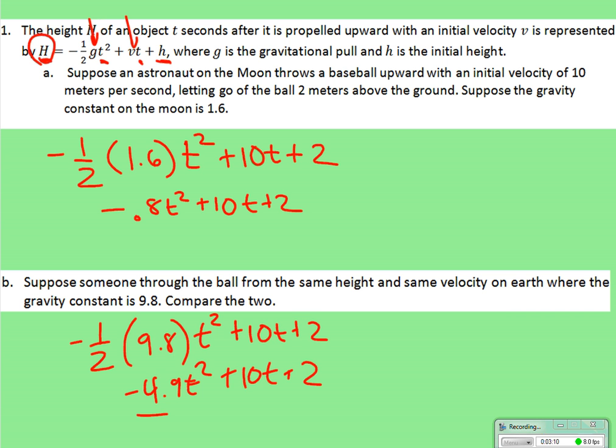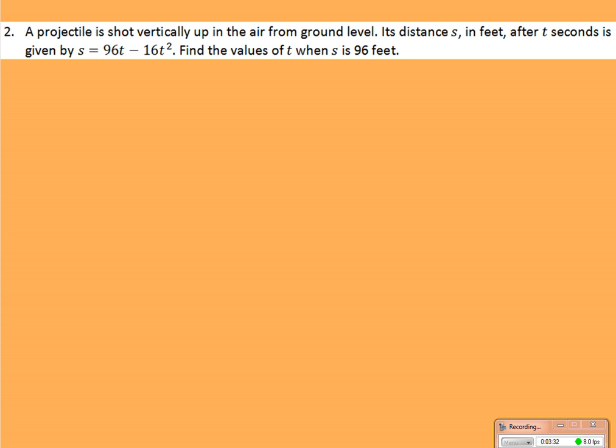All right. So that is gravity. That's the middle one, 10t. That's how hard you throw the ball, and 2 is where you release it. So the big idea here is looking at these two. Where's the ball going to go farther and longer, on the moon or on Earth? Well, the answer is going to be the moon because gravity is a lot less effective up there.